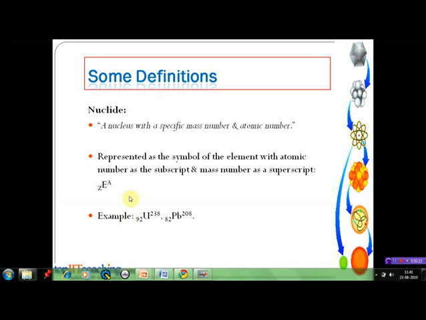For example, if E is the symbol of the element, then we write E with Z as the subscript which denotes the atomic number of the element, and capital A as the superscript which denotes the mass number of that element. So let's take the example of uranium. The symbol of uranium is U. 92 is its atomic number which is written in subscript, and 238 is its mass number which is written in superscript. Similarly for lead, the symbol is Pb. Its atomic number is 82 and its mass number is 208.